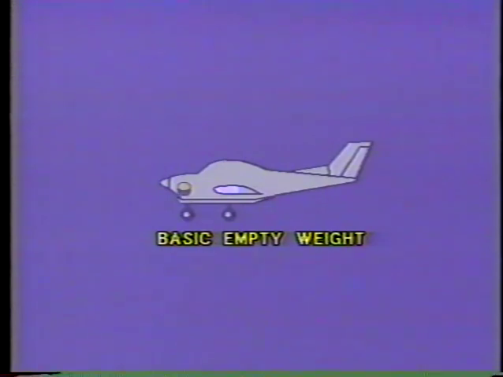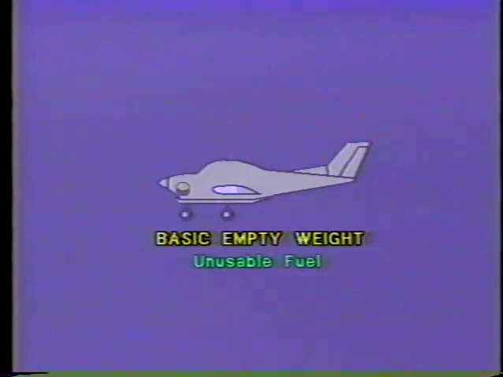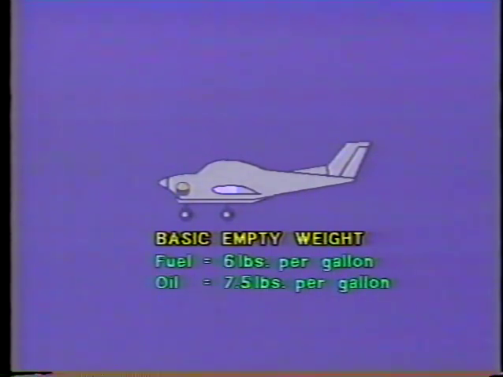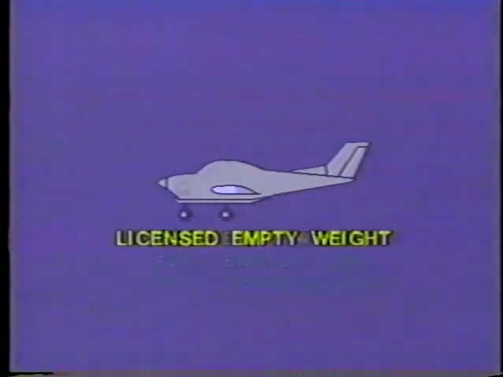Before we look at the big picture of the airplane's weight and center of gravity limits, we need to define some terms. Basic empty weight is the weight of the airplane complete with all installed equipment, engine oil, and unusable fuel. Unusable fuel is the fuel remaining in the tanks after a run-out test has been completed in accordance with governmental regulations. This unusable fuel is considered part of the airplane's own weight. The weight of fuel is 6 pounds per gallon, and the weight of oil is 7.5 pounds per gallon. These are two important values for the pilot to remember.